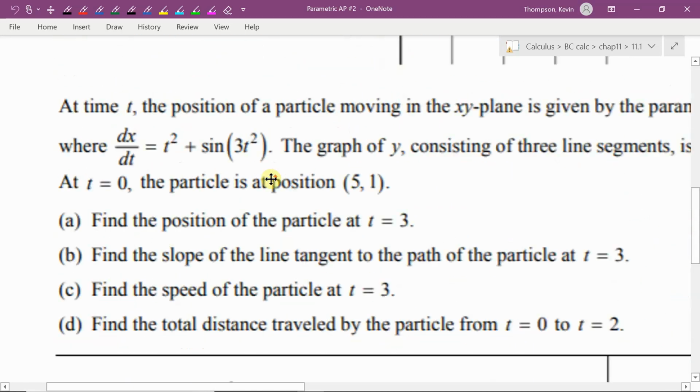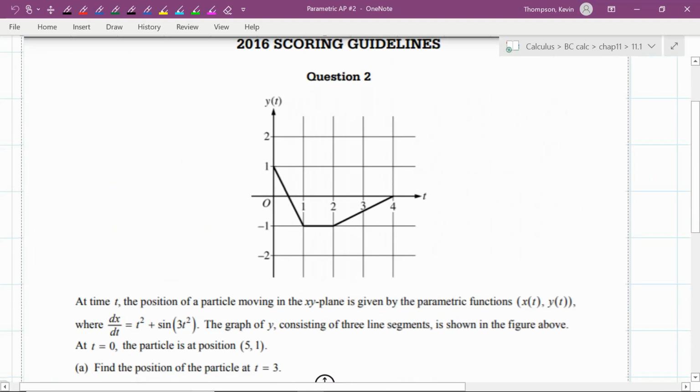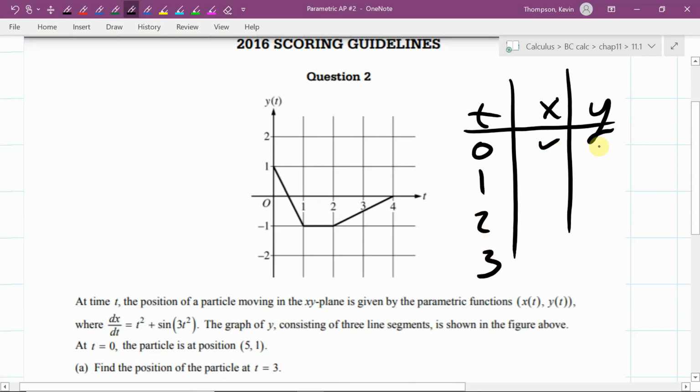So let's go ahead and do A together. It says find the position of the particle at t equals 3. When we think about position, we should be thinking about some ordered pair. If I think about a parametric function, like when we first talked about these, I choose t values, find the x and the y, and I end up with a point I'm plotting here.